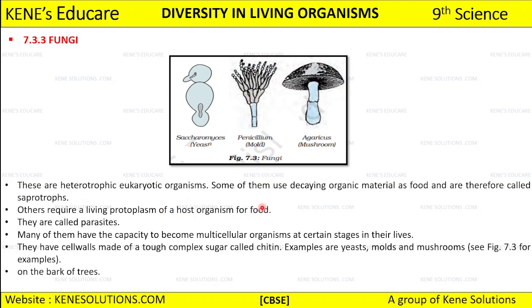Okay, so others require a living protoplasm of a host organism for food. So some of the organisms are going to require decaying organic material as food, while some fungi are going to need a living protoplasm of a host organism so that they can make it their food. Okay, and we call those types of fungi parasites. So the fungi that use decaying organic matter as food and grow there, we call saprotrophs. And the fungi that require a living protoplasm of a host organism as food, we call parasites. Okay, so now we know saprophytes and parasites, right?